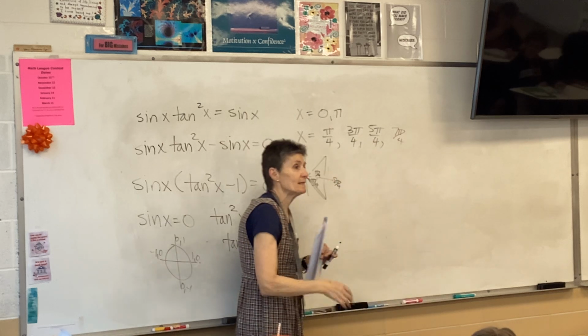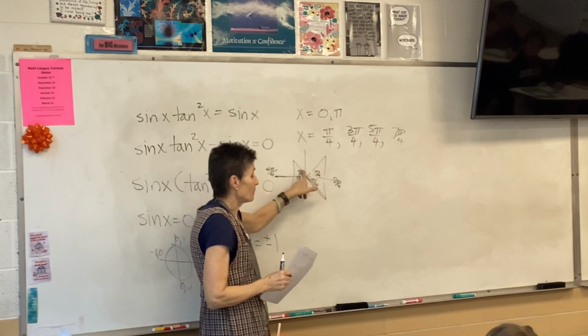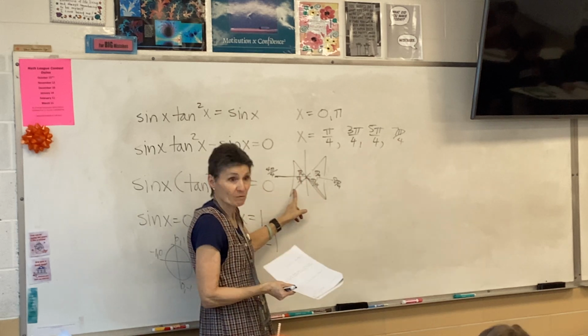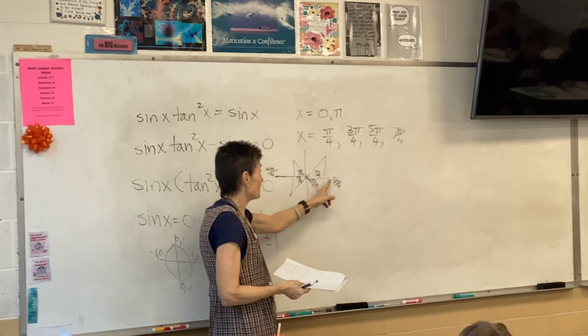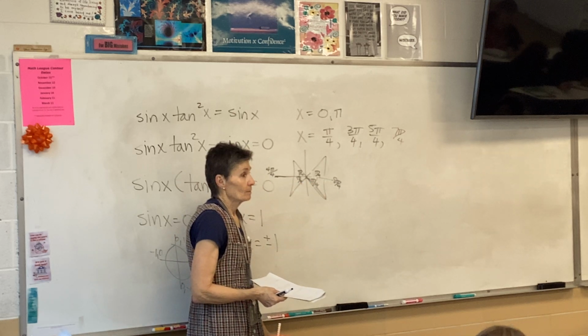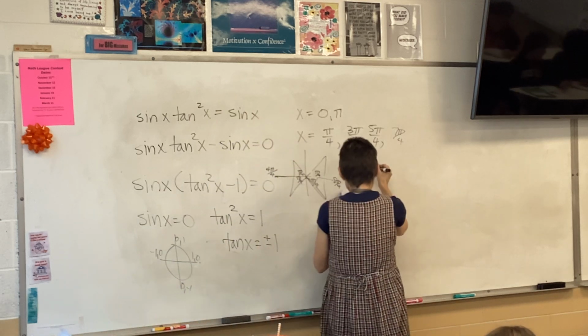Now, if we were in degrees, that would be 45. This would be 180 minus 45. This would be 180 plus 45. And this would be 360 minus 45. Right? All right, one more.